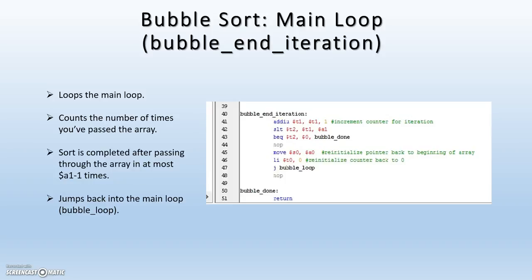And for my bubble end iteration, this will basically loop my main loop. So this was the left portion of my flowchart earlier, and it counts the number of times that I passed the array. The sorting is normally completed after passing through the array in at most A1 minus 1 times, and then it'll jump back to the main loop if necessary.